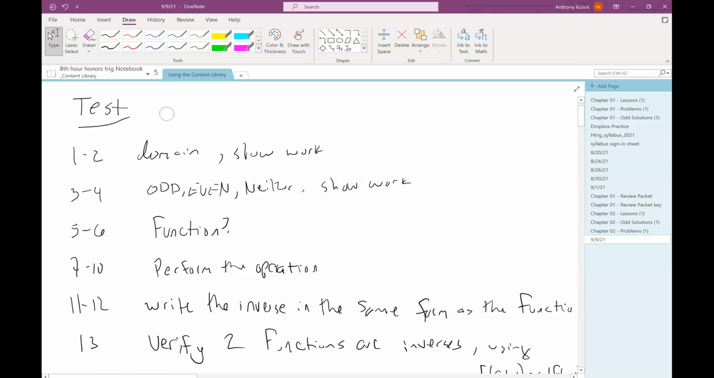Okay, so we'll start just with a little bit of talking about the test format. Everything I'm showing you right now is in the content library, so you don't need to write this down if you don't want to. You're welcome to do that, obviously, if you want, but it's there in the content library.